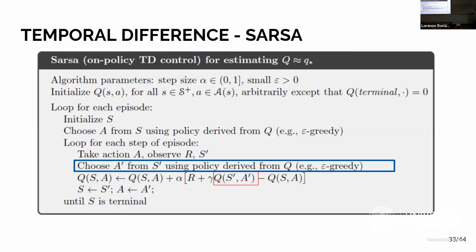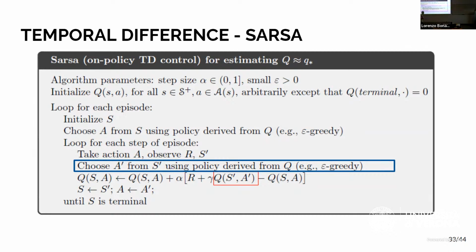SARSA is not taking the maximum. This might be the maximum, but it might not be. You choose an action based on the Q values, but here it says, for example, epsilon greedy. Epsilon greedy is a strategy, a policy, where with a probability epsilon, you act randomly. It's like you have 10 actions with a probability epsilon, for example, 0.3. So 30% of the time, you'll behave randomly, and 70% of the time, you'll behave greedily.